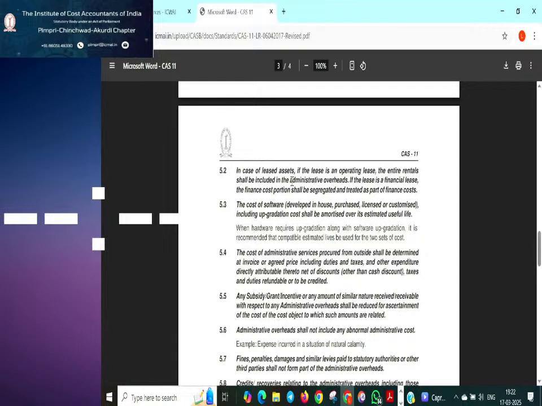If it is owned assets, straightforward, we put depreciation. But if it is a leased one, that is a problem. You have to find out whether it is an operating lease or a financial lease. So please mark this particular point as important in your book. It is the same in your book, so I don't think there will be any difference.